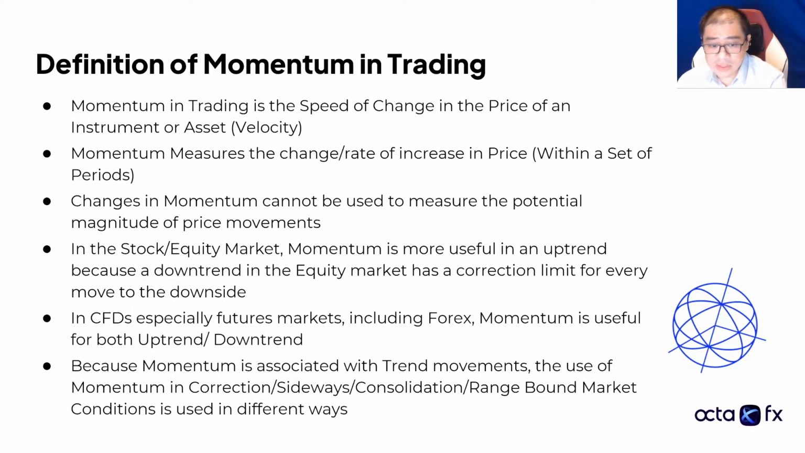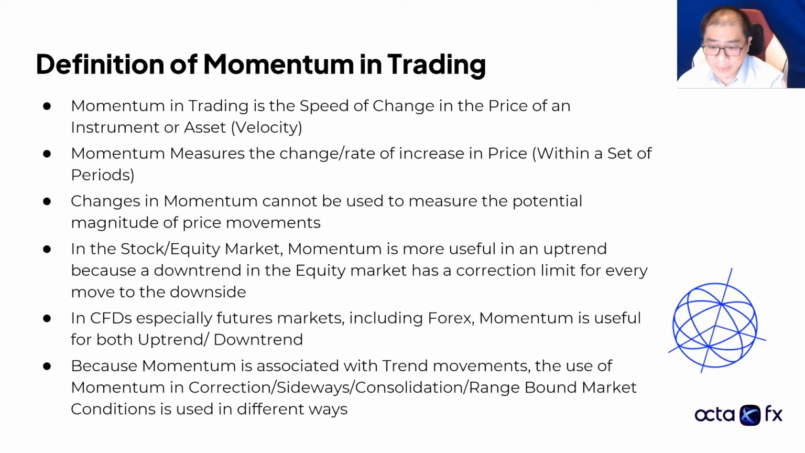Okay, in CFDs, especially futures markets, including Forex, all right, the Forex that you guys trade with OctaFX is actually part of the CFD market. It's actually the futures market. Momentum is useful for both uptrend and downtrend, and the reason is pretty simple. You can quickly buy and sell in CFDs, right? You don't do that as conveniently in the equity or the stock market. It's slightly different there. Short selling, I think if you come from a stock trading background, is not in your mindset, but we'll talk more about that later on.